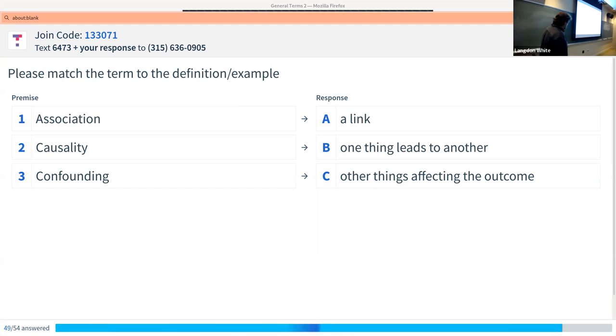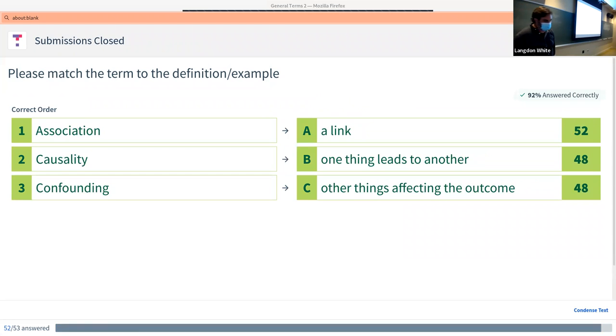All right, we're at 49. Get those answers in. All right. And then this one, the correct answers. Association. So there's a link between the two things, whatever it is. Causality is one thing causes the other. And then confounding, which is still one of my favorite words because I think it sounds like what it means. But that's when there are other things affecting the outcome, which are messing with your results, basically.